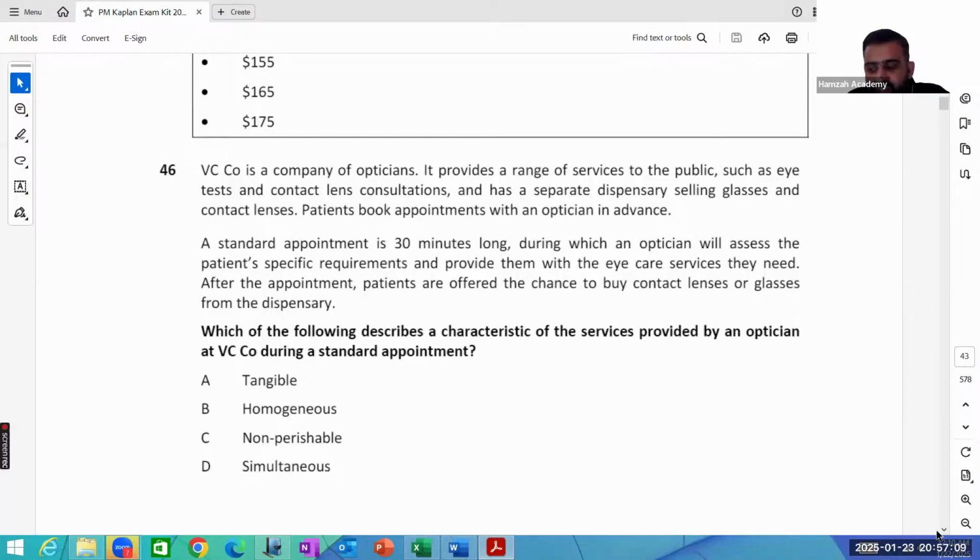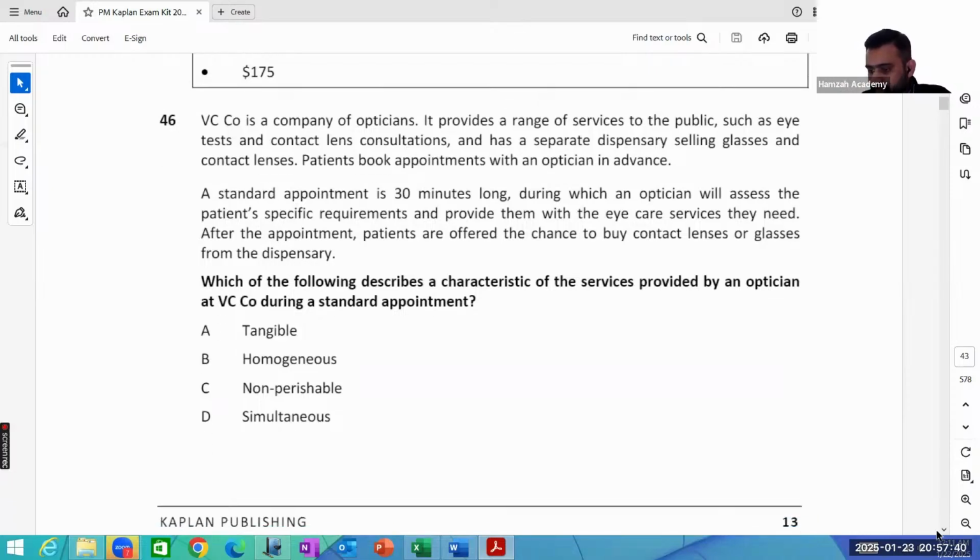Demand is not homogeneous. Non-perishable? No, services are perishable. Tangible assets are not perishable. So C is also not the answer. Simultaneous? Yes, this is the answer. The customer is getting the service and consuming the service simultaneously. So the simultaneous characteristic is the characteristic of the services provided by the optician at the VC company.